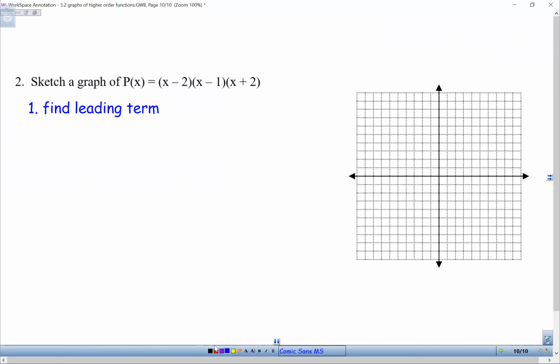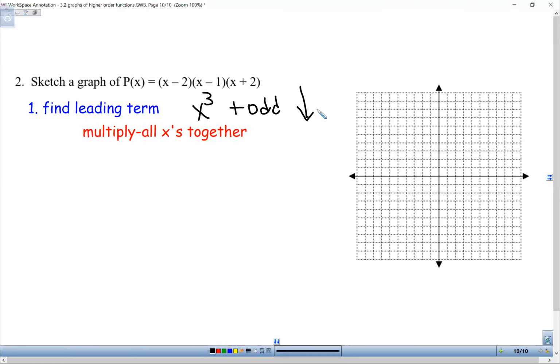And it's a real simple thing to do. All we have to do is multiply all the x's together. Okay? So we've got x times x times x. So our leading term is x to the third. Well, that is positive and it is an odd exponent. So that means we're going to go down on the left and we're going to go up on the right.